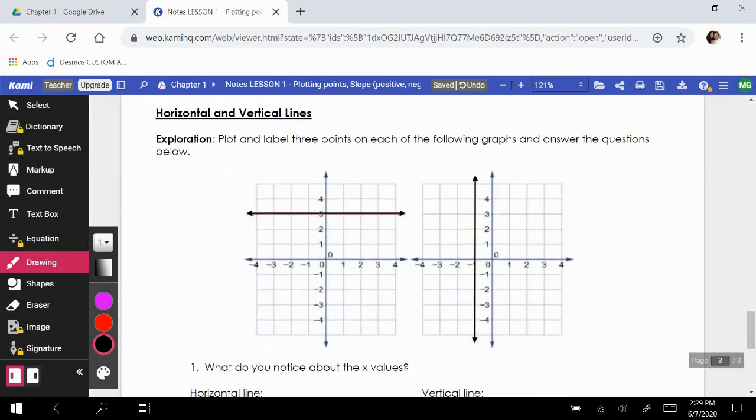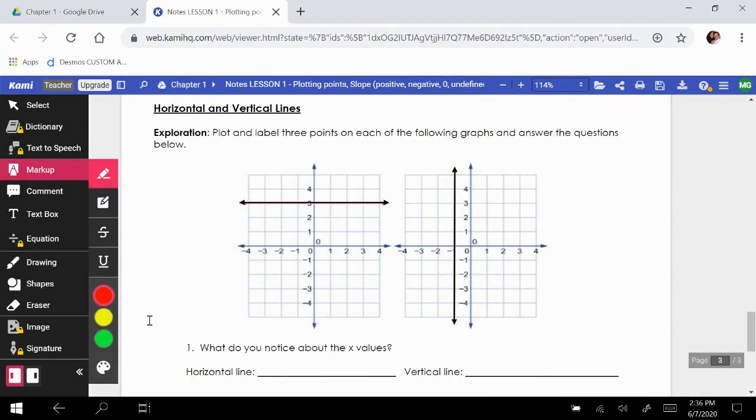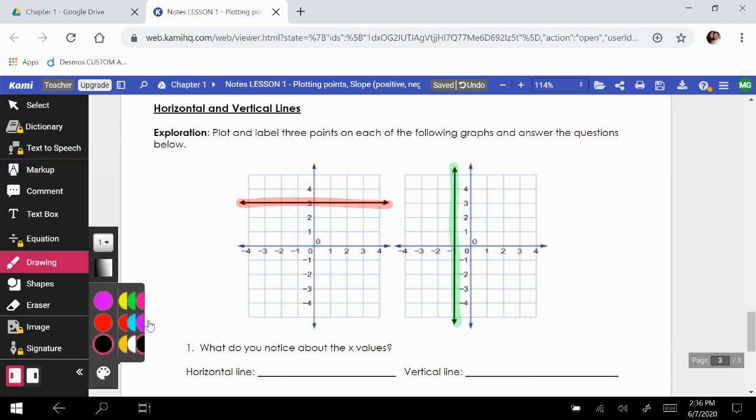The last part says horizontal and vertical lines. Plot and label 3 points on each of the graphs and answer the questions below. Let's take a look at this horizontal line first, and then we're going to take a look at this vertical line. For each problem, what we want to do is plot and label 3 points on the graphs. So for the red line, the horizontal line, let's do this point, this point, and this point. And for the vertical line, let's do this point, this point, and this point. I'm just picking 3 points on each graph.